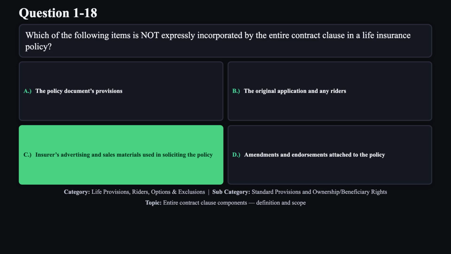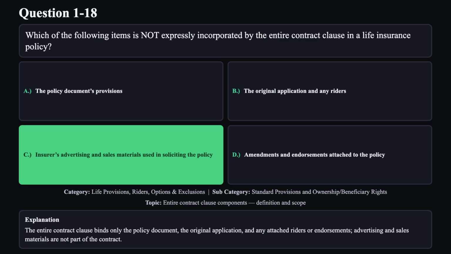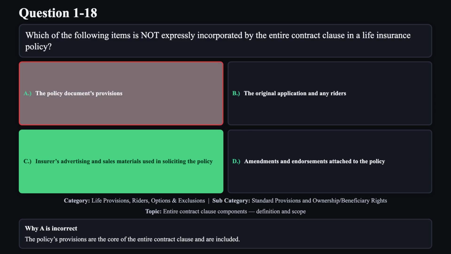The correct answer is C. The entire contract clause binds only the policy document, the original application, and any attached riders or endorsements. Advertising and sales materials are not part of the contract. Reason A is not correct. The policy's provisions are the core of the entire contract clause and are included.